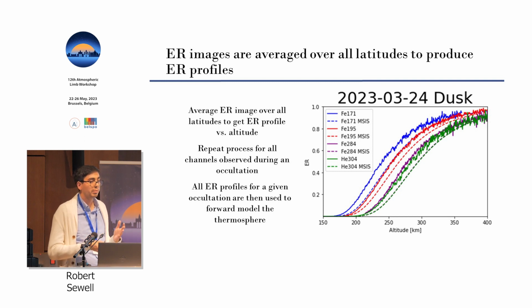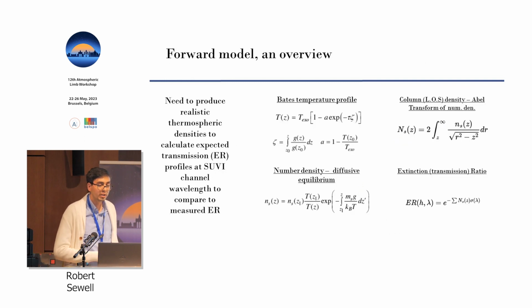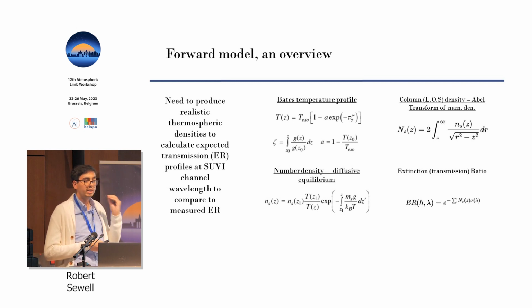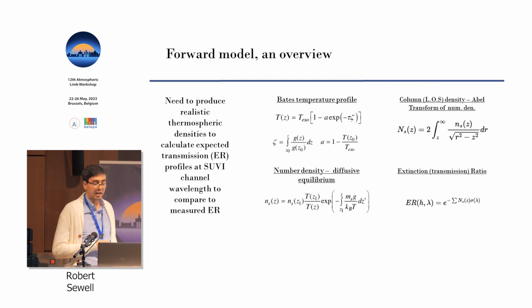So obviously there's some sort of discrepancy here, and what we're trying to do with our next forward model steps is to figure out what the atmospheric parameters are that would generate these extinction profiles. So as I mentioned, we do this through a forward model in which we need to produce a realistic thermospheric density and temperature, and then create a transmission profile to compare to our measured transmission profiles on Sewell. And this is done first by constructing a temperature profile.